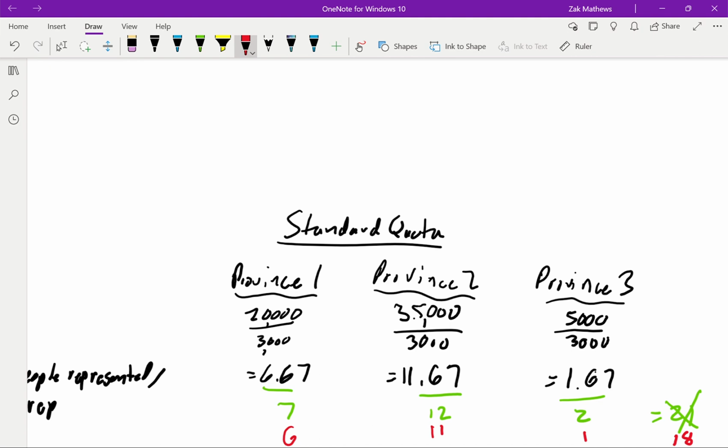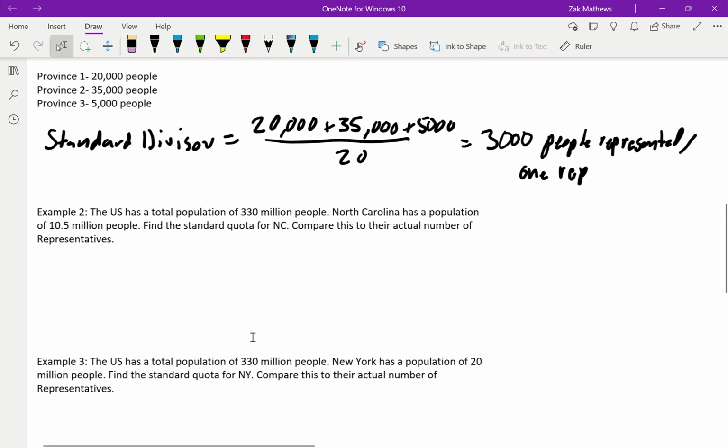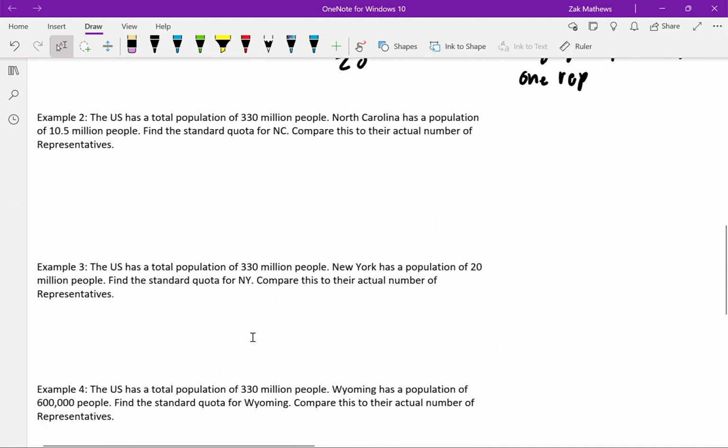Do we give 2 to the bigger states? But that doesn't seem fair because Province 3 had the exact same fraction as the other 2. And so that's where it's a little bit more challenging. And I'm going to kind of leave that question for a few more minutes. We're going to do a couple more examples finding standard quotas. So let's bring this back to the US. I'm going to do 3 examples, and we're going to look at 3 states in the US.